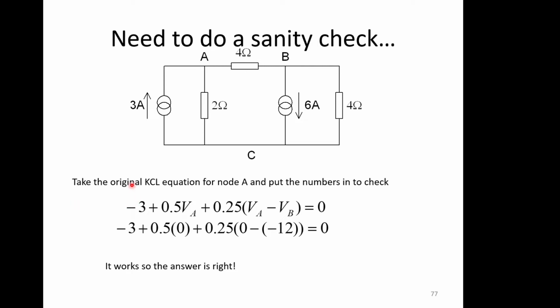Right, as we said at the end of the last lecture, do a sanity check. Always check your answers. So we take the original equation for node A and put the numbers back in and just make sure that we get some sensible numbers out. The answers we put in work, they all come to 0, so the answer is right. It's very easy to check these things.